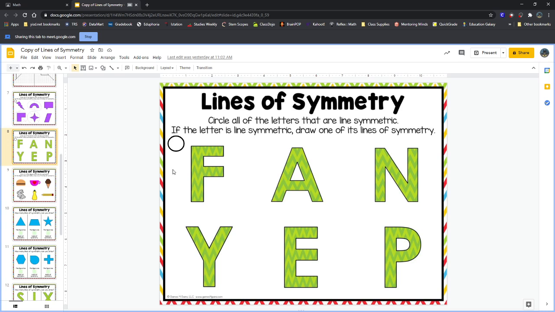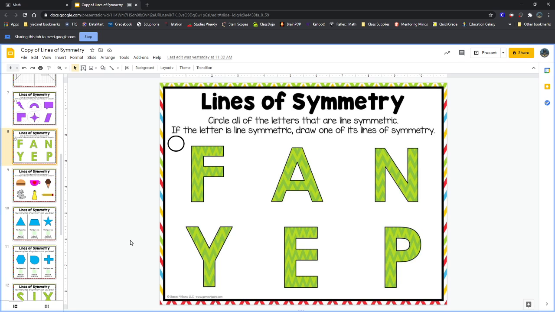So let's start with the first one they give us, letter F. Who can tell me, does the letter F have any lines of symmetry or no lines of symmetry? Is there any line I could draw over the letter F where it would have congruent sides, the same size and the same shape? Bailey, what do you think? Would I find symmetry, yes or no? Bailey with the B.